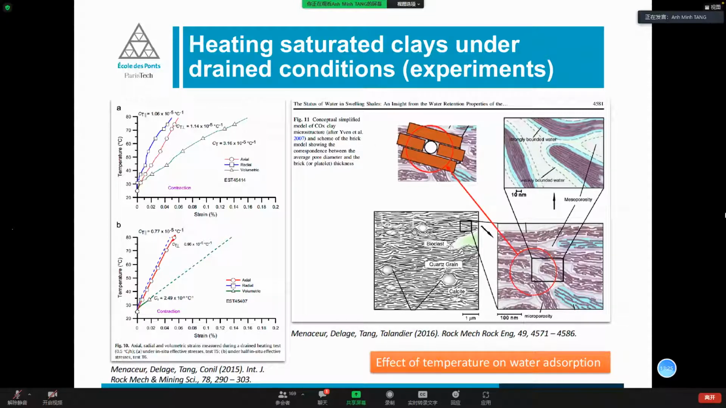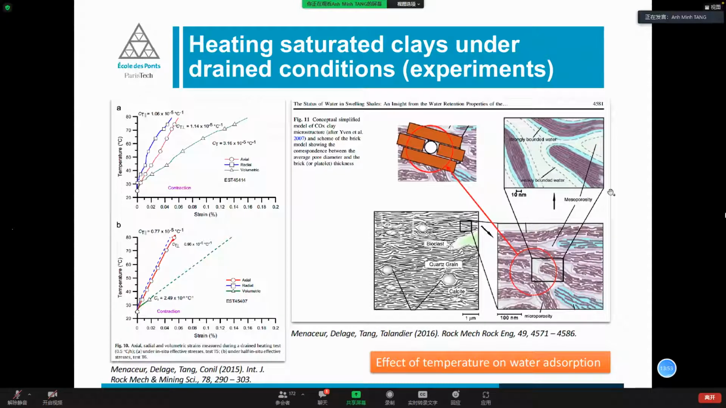Inside the claystone, here's a picture where you have the clay matrix. Here you have a picture of clay where you have clay layers, clay particles. We have bound water here, water adsorbed on the layers. What happens is that when you heat this material, when the temperature increases, the water adsorption decreases.